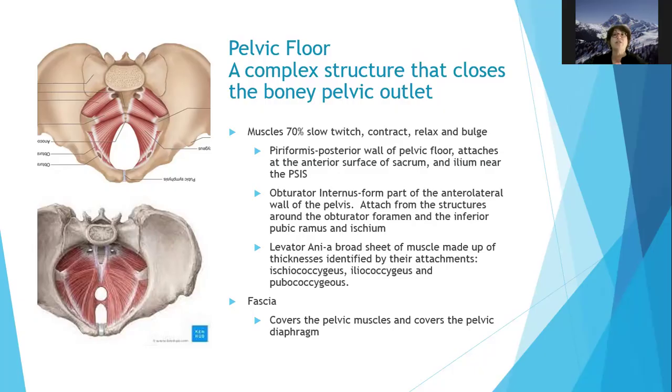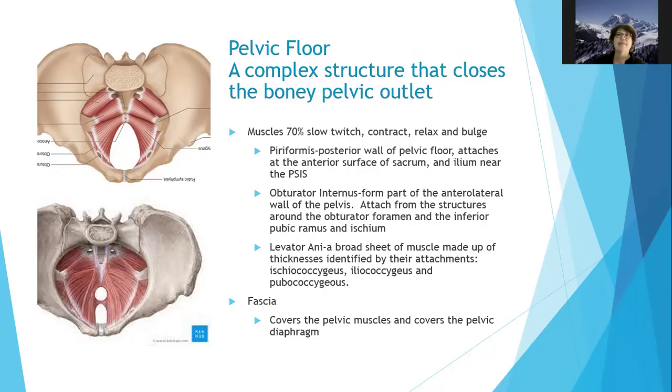So the muscles are 70% slow twitch because they have to kind of work all the time. There are endurance muscles. They contract, relax, and bulge. The piriformis in the posterior wall of the pelvic floor attaches at the anterior surface of the sacrum and the ilium near the PSIS. The obturator internus forms part of the anterolateral wall of the pelvis and attaches from the structures around the obturator foramen and the inferior pubic ramus and the ischium.